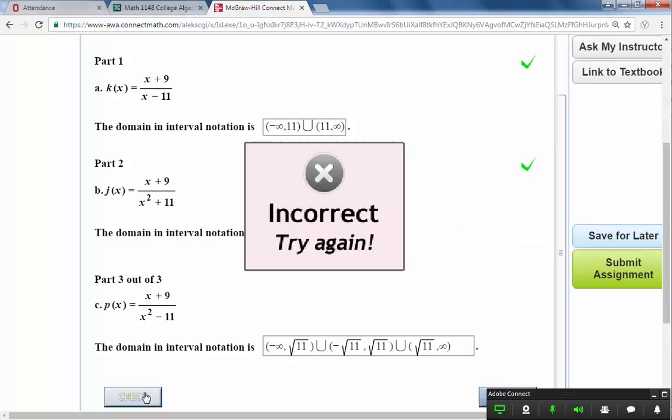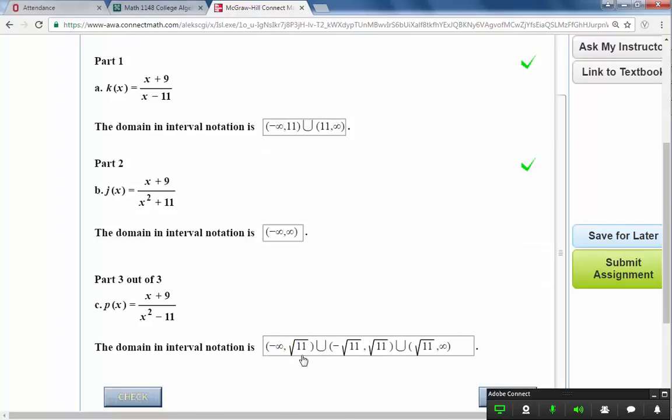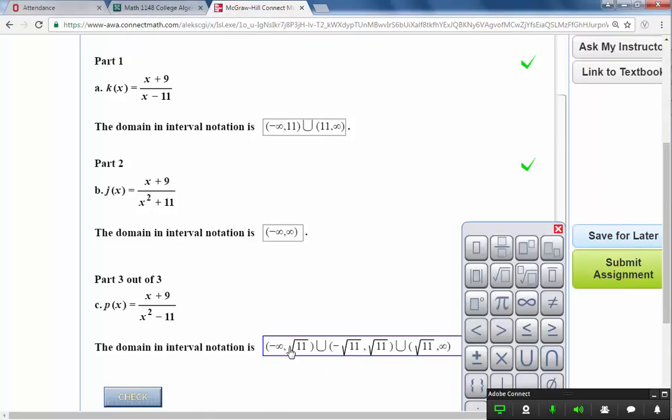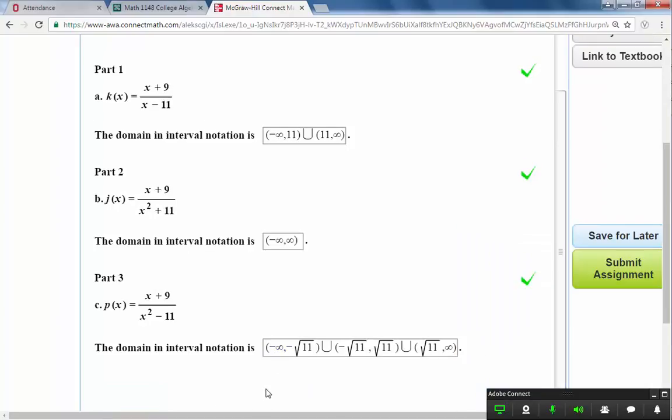Don't forget the negative square root of 11. You forgot the negative in the first parenthesis. Yes. Yeah, thank you. Right outside here. Okay.